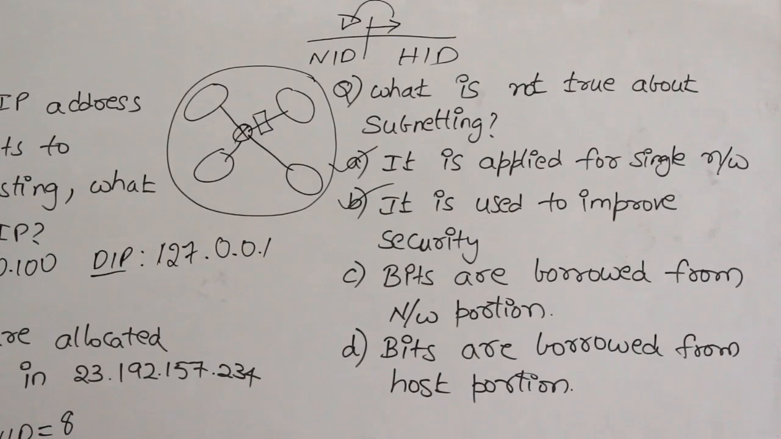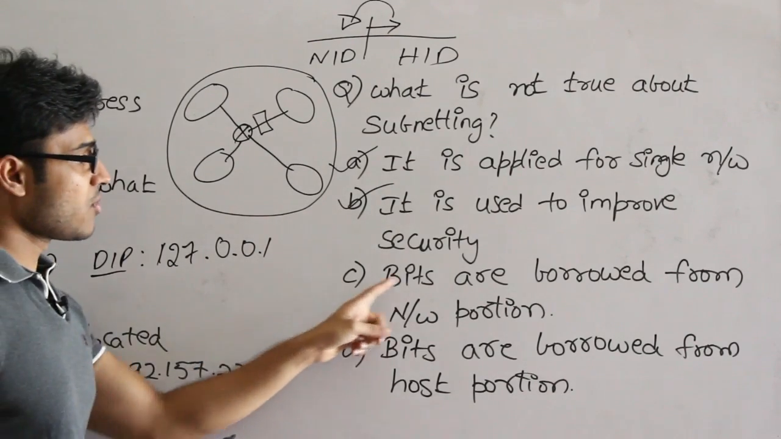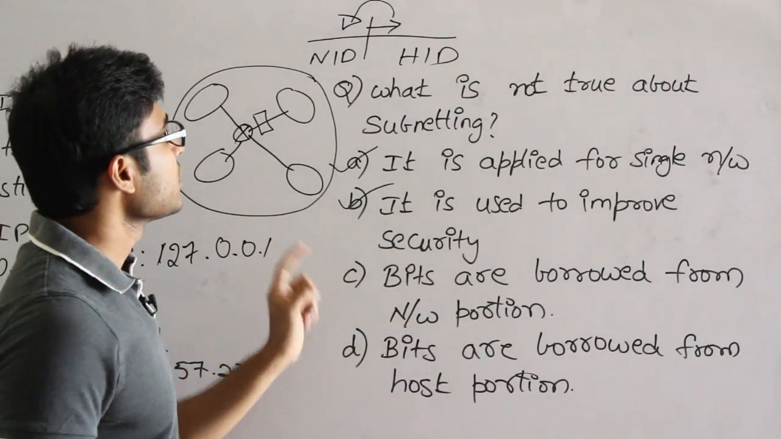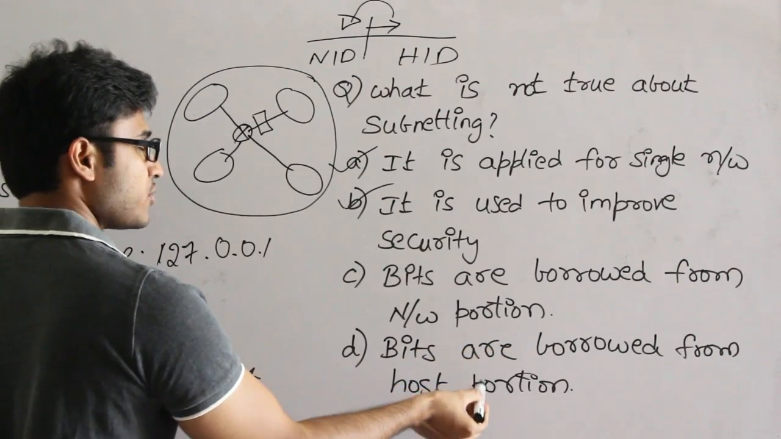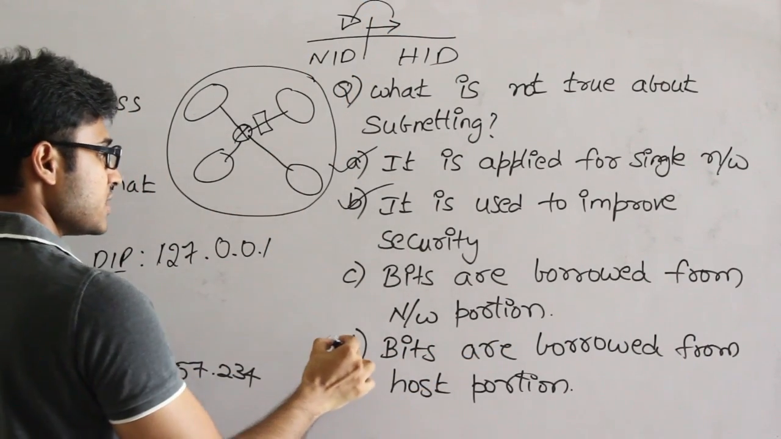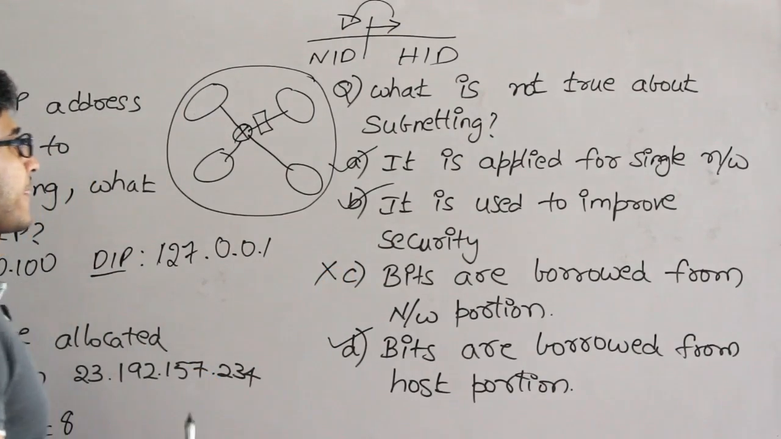You can check all the examples that I solved. Therefore, bits are borrowed from the network portion, that is wrong. Bits are borrowed from the host portion and they are given to the network portion, this is right. Therefore it is wrong, right? Okay.